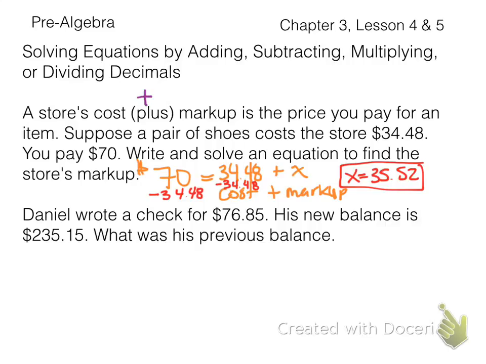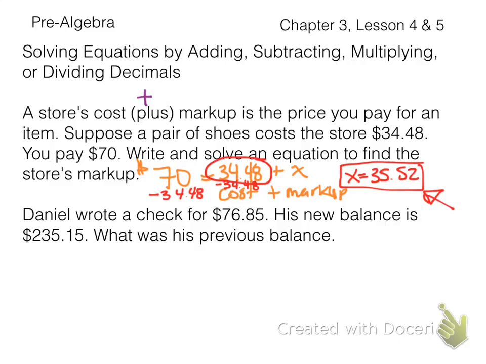You know, they have to be able to pay their rent wherever they're selling their stuff. They have to pay their employees. So this is the money that the store uses to pay all of that other stuff. This is the money that they use to pay for the shoes. So they have to make that back, plus extra to cover the extra expenses of the store.